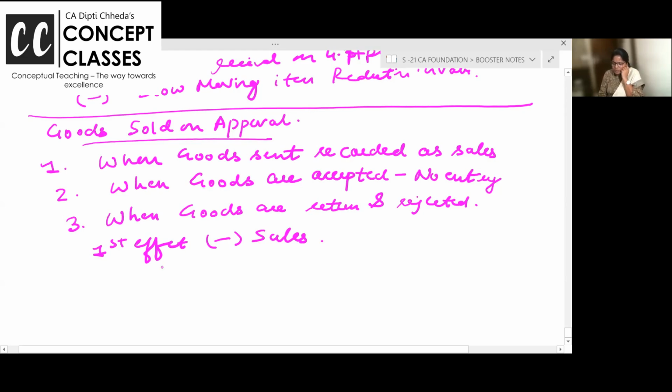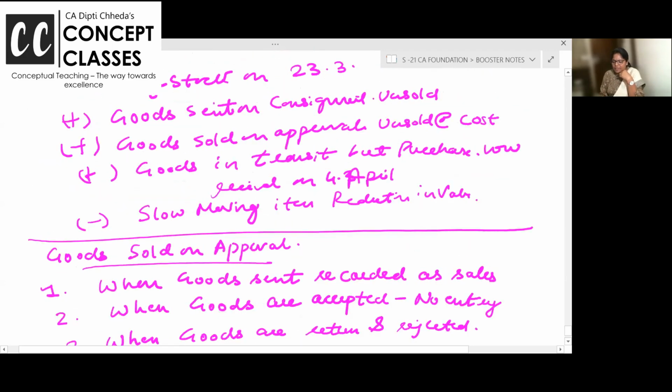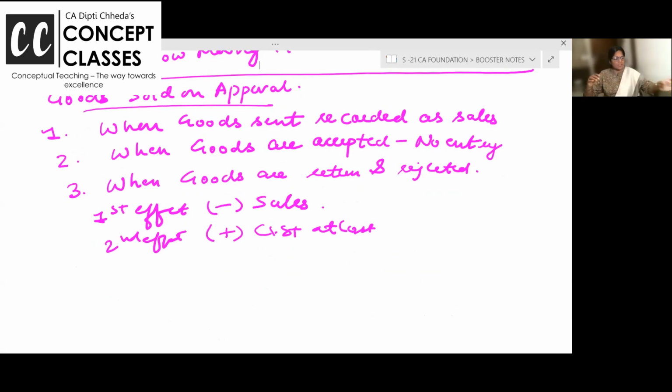Sales वैसे minus कर दो, क्योंकि these goods are not accepted. Second effect, plus in closing stock at cost. ये तो ऊपर भी आपको लिखाया. I made you write here also. Plus in stock at cost. Yes. All clear or not?